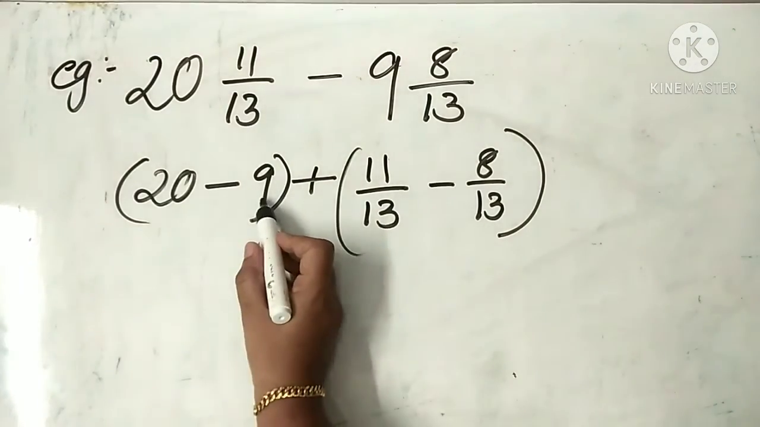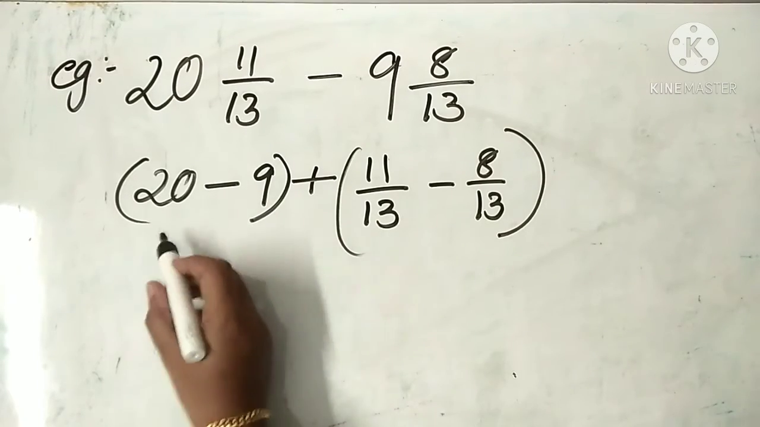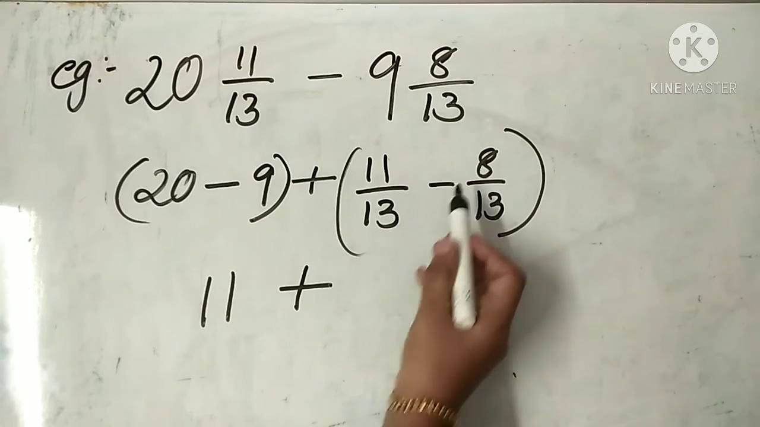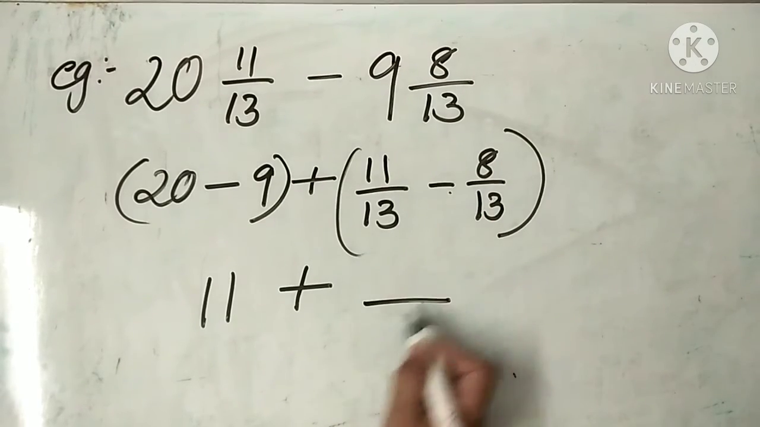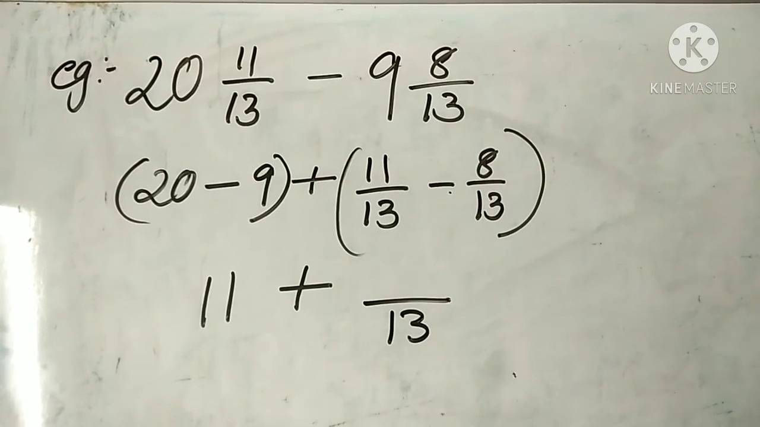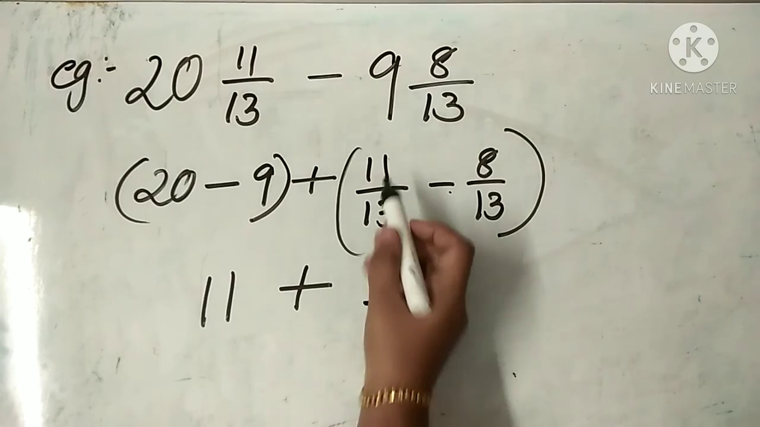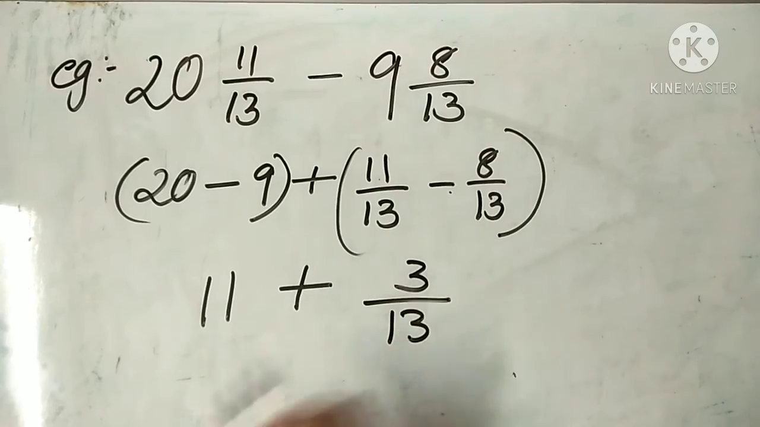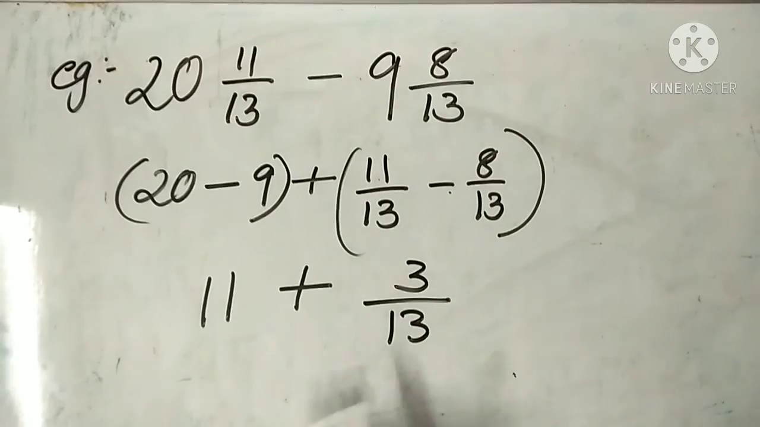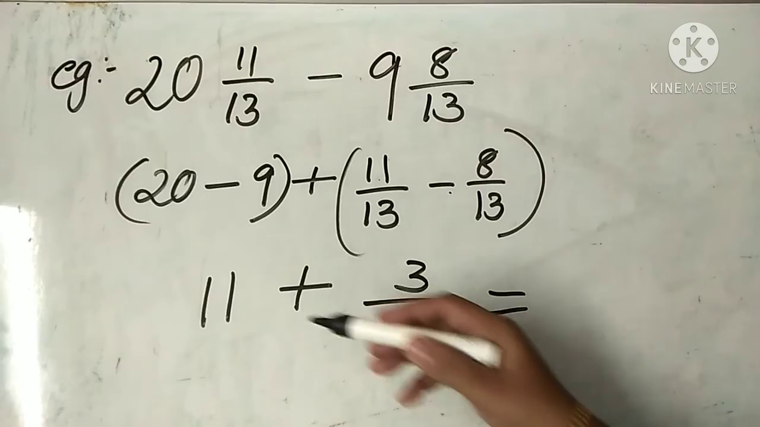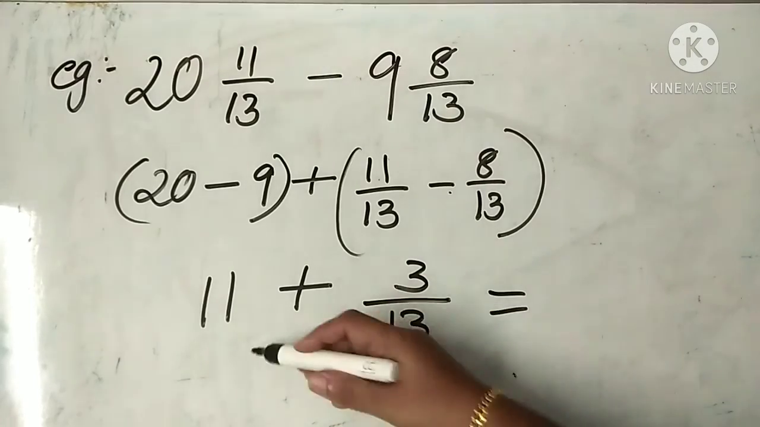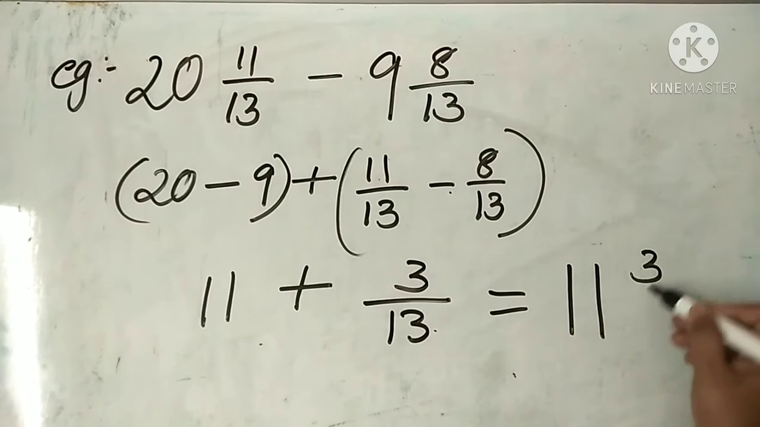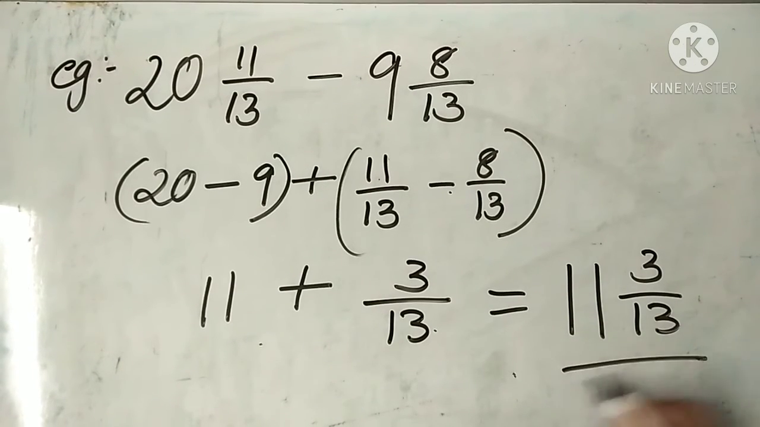Now 20 minus 9 is 11, plus 11 by 13 minus 8 by 13. The denominator is the same, so we write the same denominator. Then 11 minus 8, the answer is 3. Now 11 plus 3 by 13. When we need to add a whole number with a fraction, we just need to combine both the elements. So the answer is 11, 3 by 13.